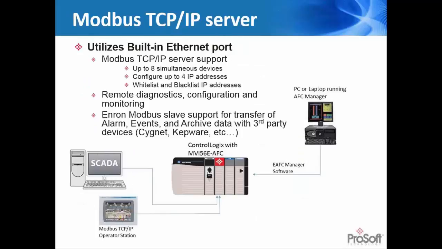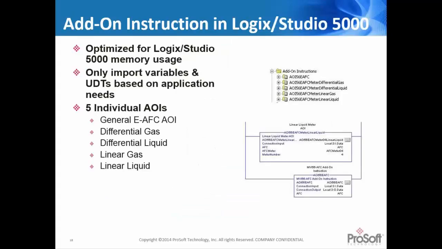Another typical requirement from the oil and gas industry is the ability to report all of these measurement functions via Modbus to a SCADA system or perhaps a local HMI system. So the AFC itself comes with a built-in Ethernet port that supports Modbus TCP, so you don't have to purchase a separate Modbus TCP module to perform this function.